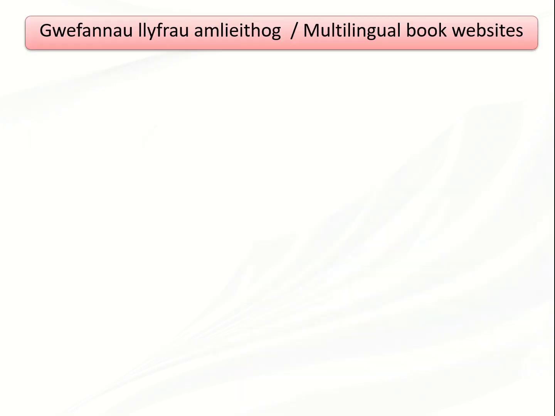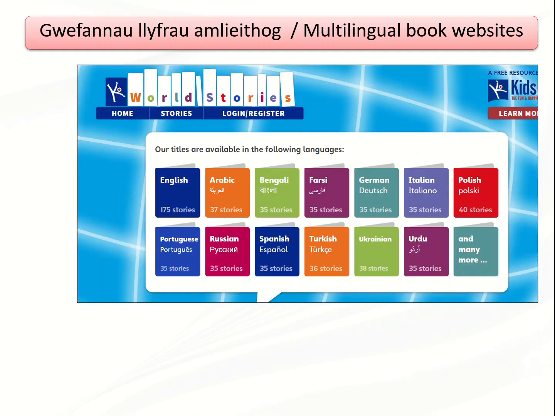And there are also some great multilingual book websites out there as well. So there's World Stories, which has so many books in different languages that you could use to support your EAL learners with their reading of their home language at home, as well as bringing in a book from a different country into the lessons, in your Spanish lessons or French lessons and so on, which helps meet the different progression steps, progression step 2 and progression step 3, in terms of literature.